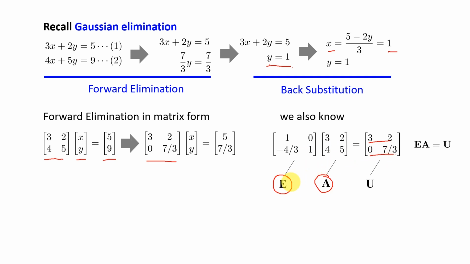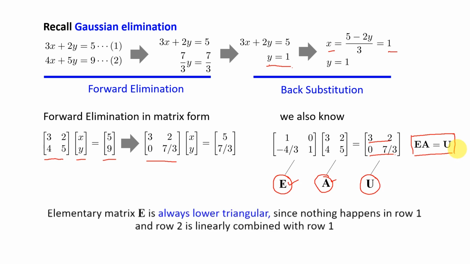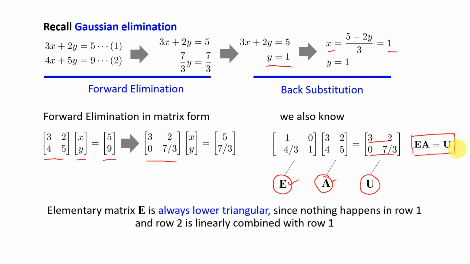So we have taken this elementary matrix, multiplied with the original A matrix, the coefficient matrix, and what we have is an upper triangular matrix. So we can write this elementary matrix times A, the original coefficient matrix, equals U. This is the operation. Now you see that the elementary matrix E must always be lower triangular.